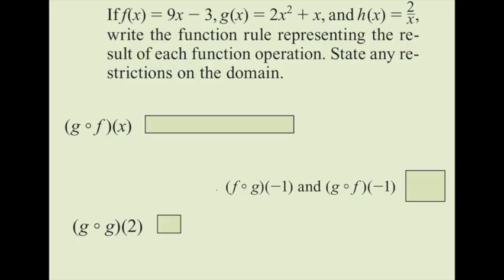So for this first one, they do not want you to find an actual value. They want you to find a new function that has an x in it. For these, they want you to find a numeric answer, okay? And this is a little bit different here. You're going to plug 2 into g, take that answer, and plug it into g again. All right, so you can do a composite on itself as well. So do these 3. This is a new function with variables. This is 2 different directions for the same number, and this is a composite on the function itself.